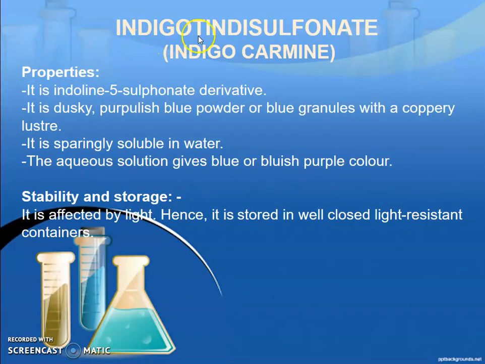Then the next drug is indigotindisulfonate, which is also called indigo carmine. Property: it is an indoline 5-sulfonate derivative. It is dusky purplish blue powder or blue granules with coppery luster. It is sparingly soluble in water. The aqueous solution gives blue or bluish purple color. Stability and storage: it is affected by light, hence it is stored in a well-closed, light-resistant container.